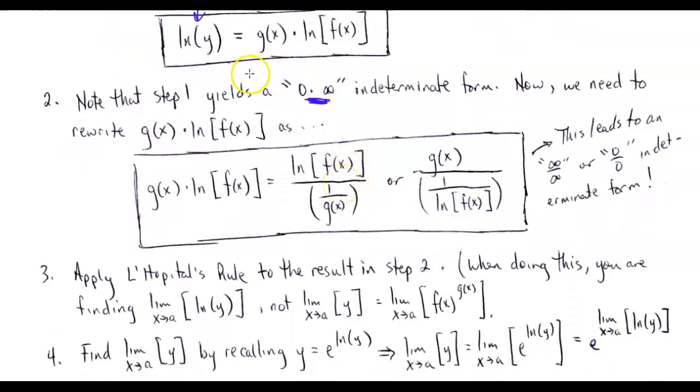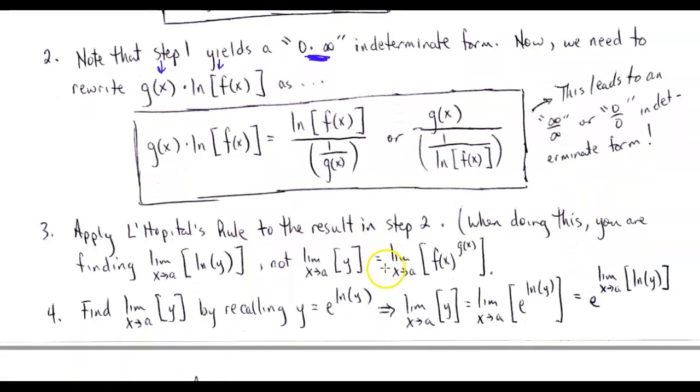We just let either, in this case, the g of x function or the natural log of f of x function, be rewritten as 1 over the reciprocal of itself. At that point, we have it in a form that will automatically be a 0 over 0 or infinity over infinity, as I state here. And then you just apply L'Hopital's rule.